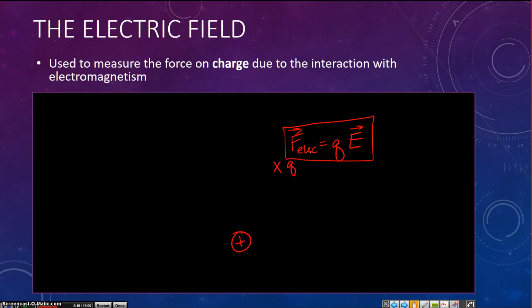So Coulomb's law is analogous to Newton's law of gravitation for electricity, and this is the other way to calculate the force on a charge, using this idea of an electric field strength.